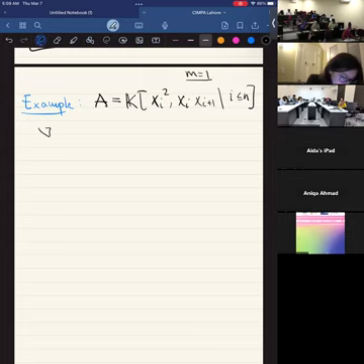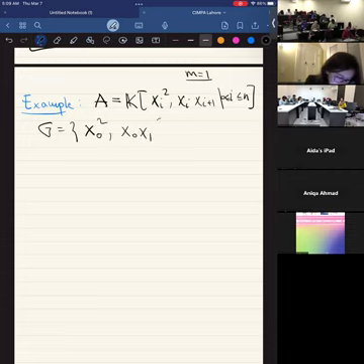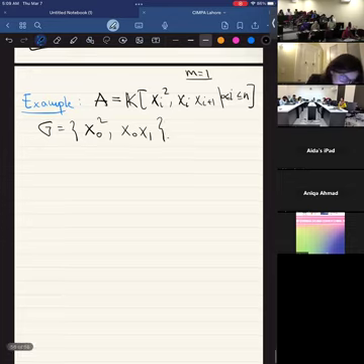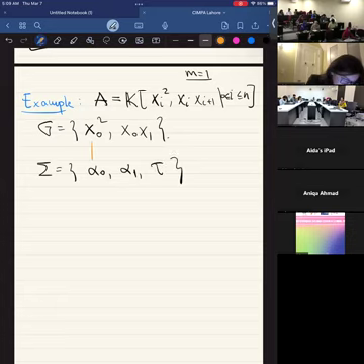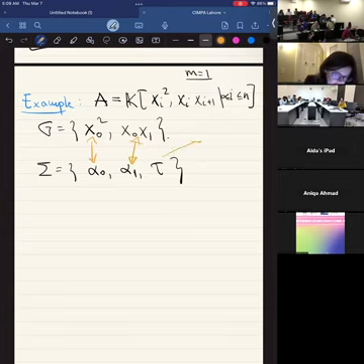Our generating set has x_0 square, I'm starting from 0, and x_0 x_1. So I have two generators, and I have one tau. So I take sigma to be alpha 0, alpha 1, and tau. This will correspond to this one, and this one. And tau corresponds to the shifting here, this end.